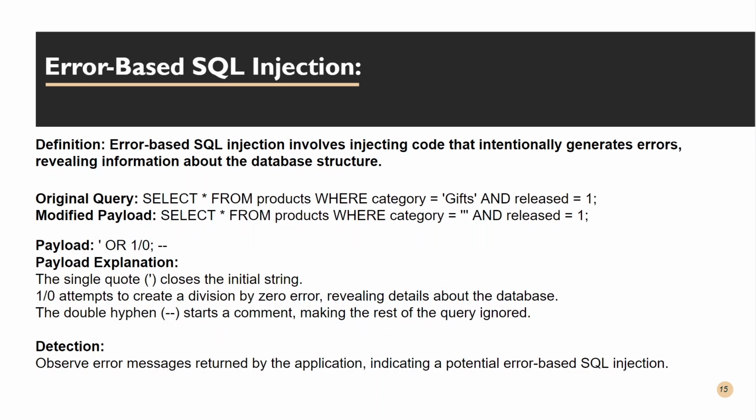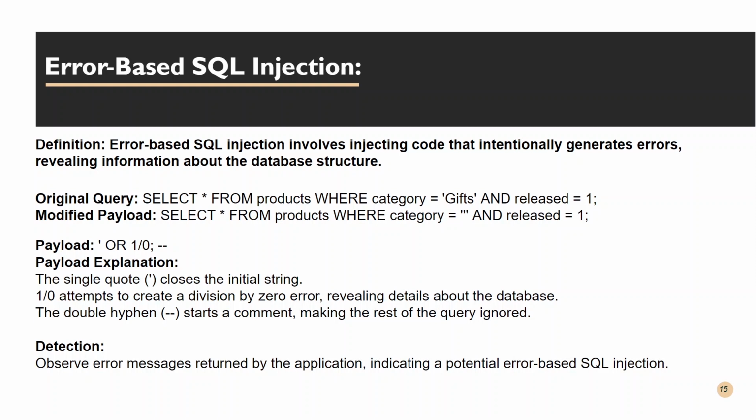We also have error-based SQL injection. Error-based SQL injection involves injecting code that intentionally generates errors, revealing information about the database structure. Now let's take a look at this typical example. We have an original query that selects everything from product where category equals gift and released equals 1. Now, the release can either be 1 or 0. In this case, if released equals 1, that means the item is visible to the user, but if it is 0, it means that the item is unreleased, which is not visible to the user.